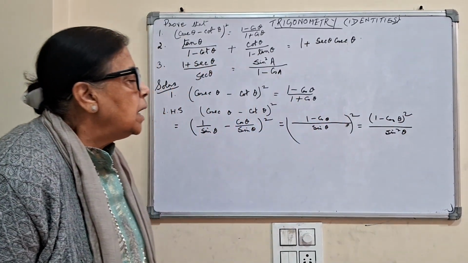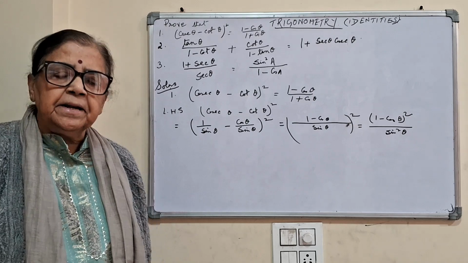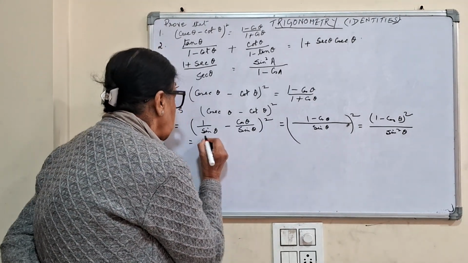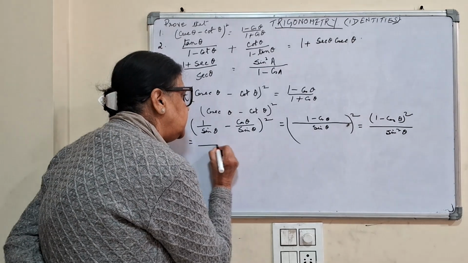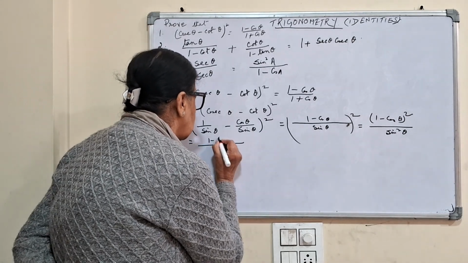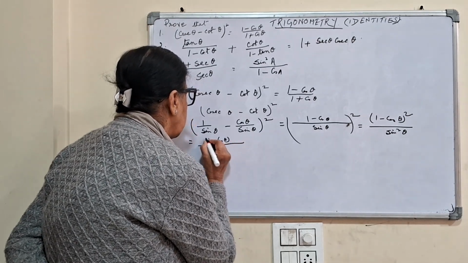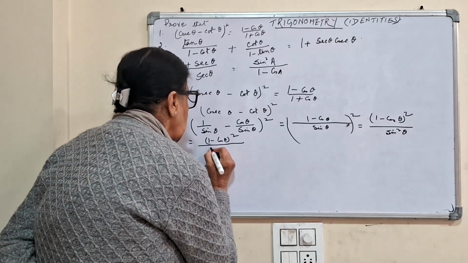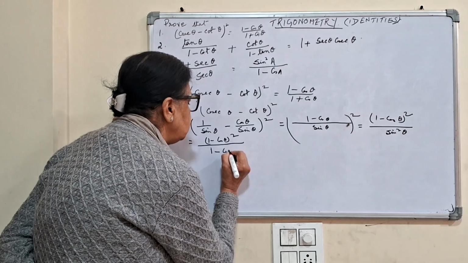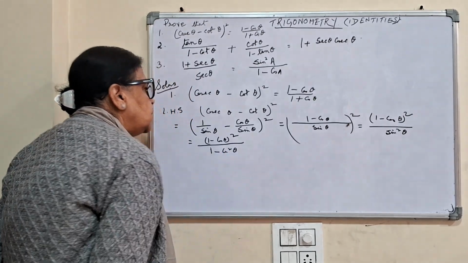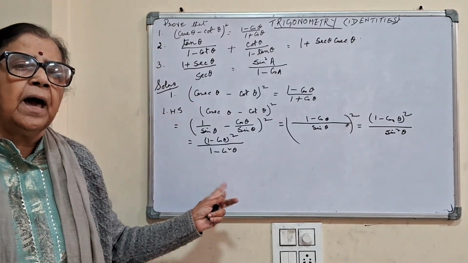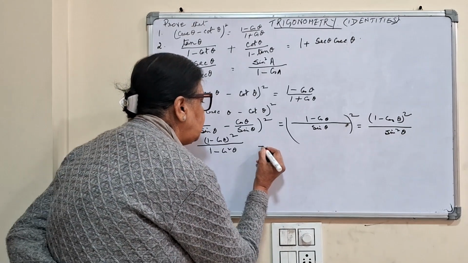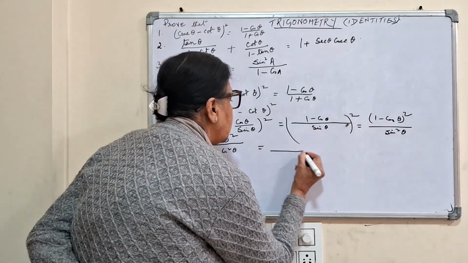Now we know the identities. Sine square theta is what? The numerator remains the same, 1 minus cos theta whole square, divided by sine square theta, which is 1 minus cos square theta. Now a square minus b square, I can break it into a plus b into a minus b.